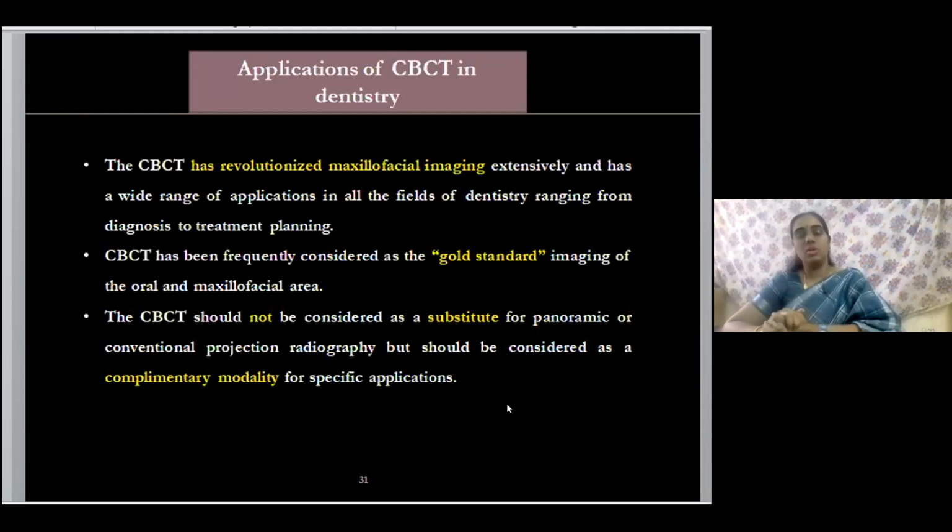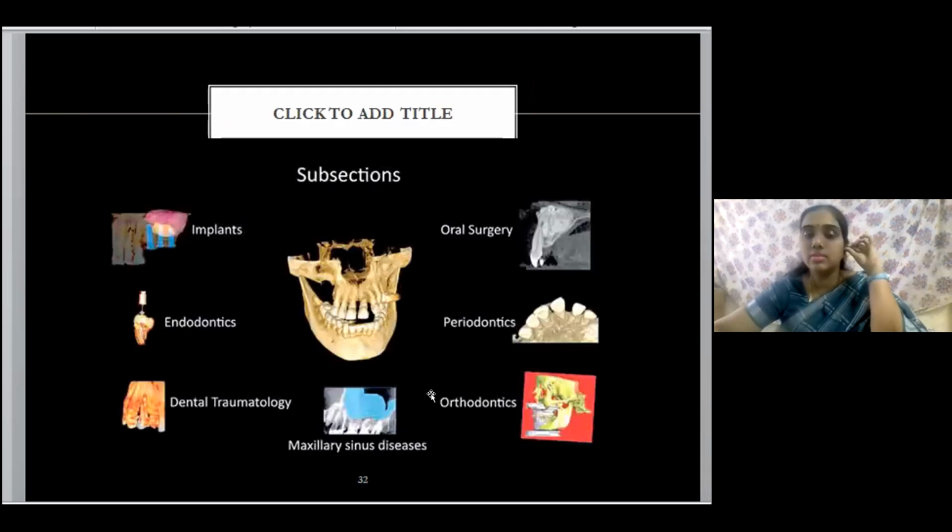Of course, we all know that CBCT has revolutionized maxillofacial imaging, and CBCT is now considered the gold standard, but it should not be considered a substitute for panoramic or conventional projection radiography. It should be considered a complementary modality for specific applications. Now we'll be seeing the applications of CBCT in each field of dentistry.